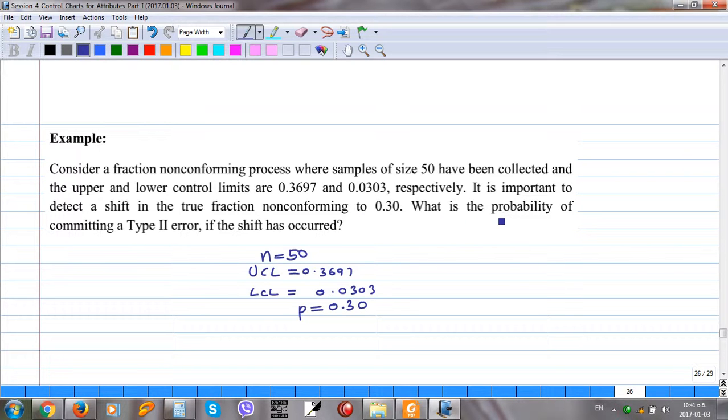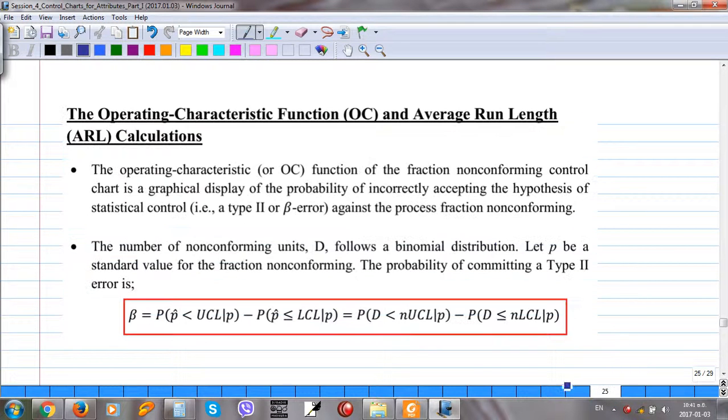In this case no need to find the p bar because p is given. What is the probability of committing a type 2 error if the shift has occurred? So you need to find beta there, right? To find the beta you have to use this equation. Here I think you have to use this equation because no need to find p hat. P is given. If p is known, you have to write n, UCL, p, this value. These equations you need to find.